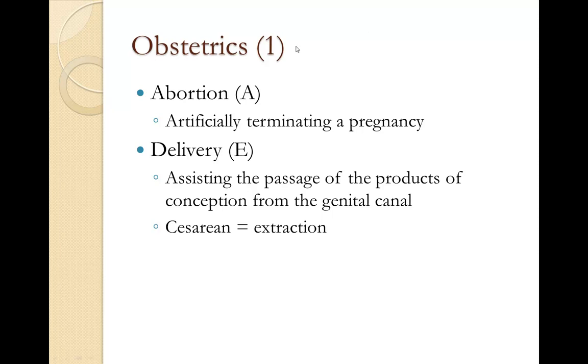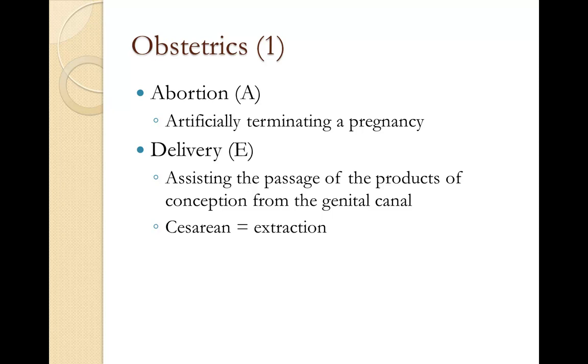So I've put the section number here at the top, and then this is the character that's associated with the root operation or root type. So in the obstetrics section, there's actually 12 root operations. There's only 2 that are unique to this section. The other 10 actually come out of Med-Surg, so I'm not going to review those again. So our unique ones to the obstetrics section, we have abortion, artificially terminating a pregnancy, and then delivery, assisting the passage of the products of conception from the genital canal.